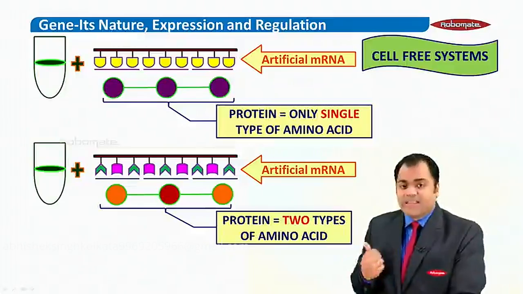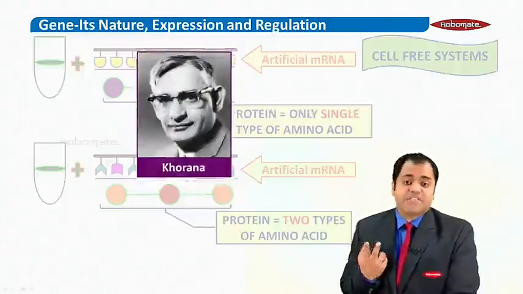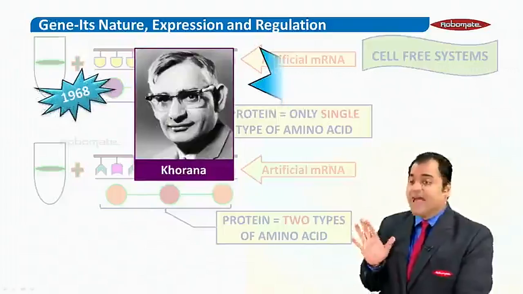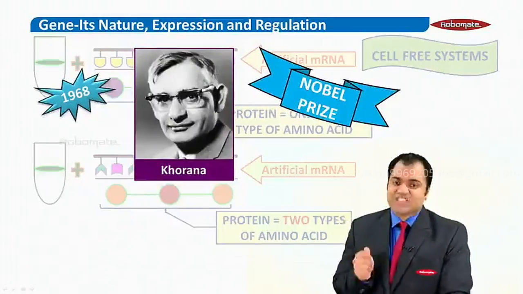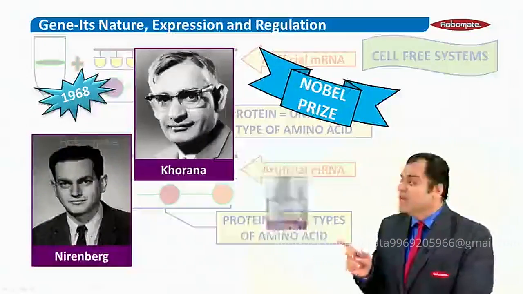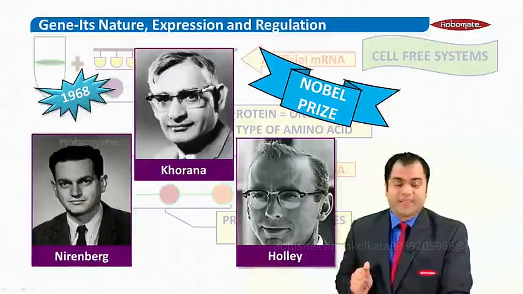Moving on, for this finding, Mr. Khorana, in the year 1968, won a Nobel Prize, and he shared this Nobel Prize with two more people, Nirenberg and Hawley. Is that okay?